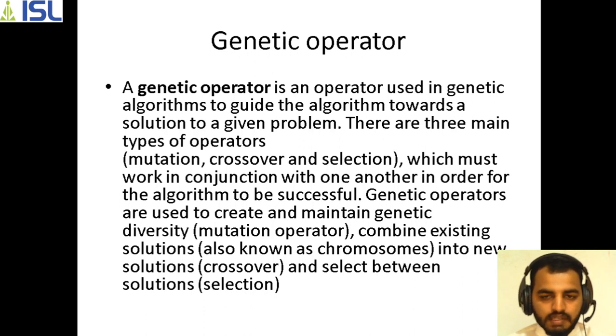Now what are these three things we are going to study in the coming slides, which must work in conjunction with one another in order for the algorithm to be successful. Now, genetic operators are used to create and maintain genetic diversity. In the sense, the mutation operator alters existing solutions, also known as chromosomes, the crossover combines them into new solutions, and the selection selects between the solutions. So these are the different genetic operators that are being used.